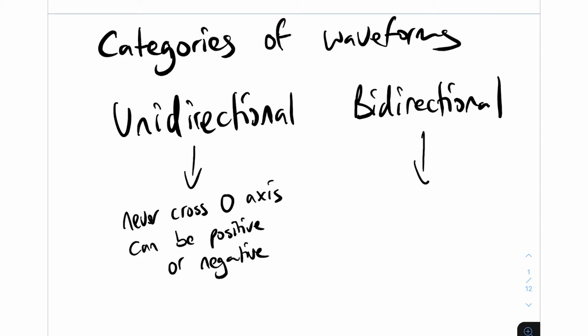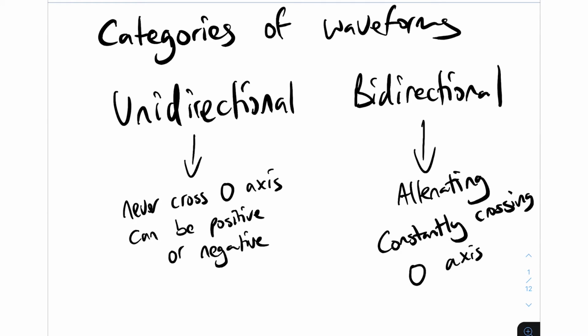So with bidirectional waveforms, another word for bidirectional is alternating. Hence we have alternating current, AC. So alternating or bidirectional waveforms, they constantly cross from a positive direction to a negative direction. So they're alternating constantly from positive to negative, back to positive, back down to negative, constantly crossing the zero axis. So bidirectional, alternating, constantly crossing the zero axis, yeah? All right, let's give you some examples.